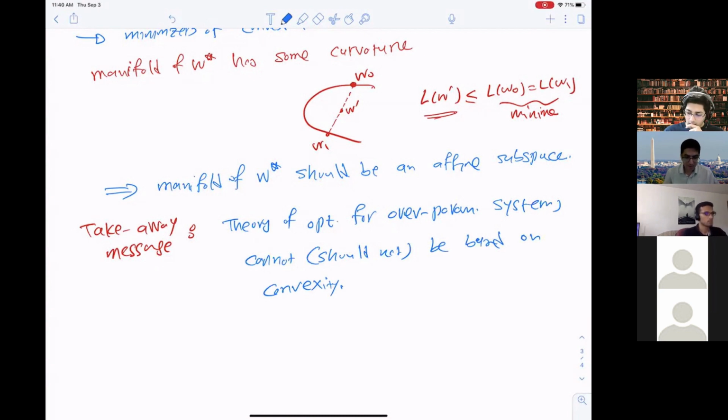Okay, so let me pause and take some questions. There is a question: why is the loss at W prime less than the loss at W0? So this is a convex function, right? You have two points, W0 and W1. For your function to be convex, it should go below that. But we know W0 and W1 are minimizers. So because of that, it should remain affine. Right, so I repeated the argument.